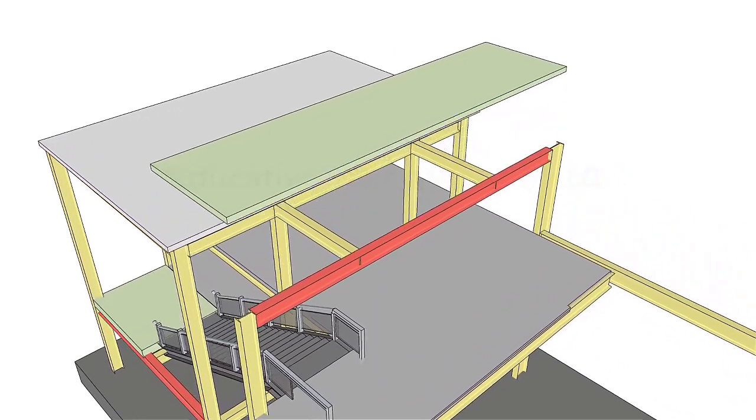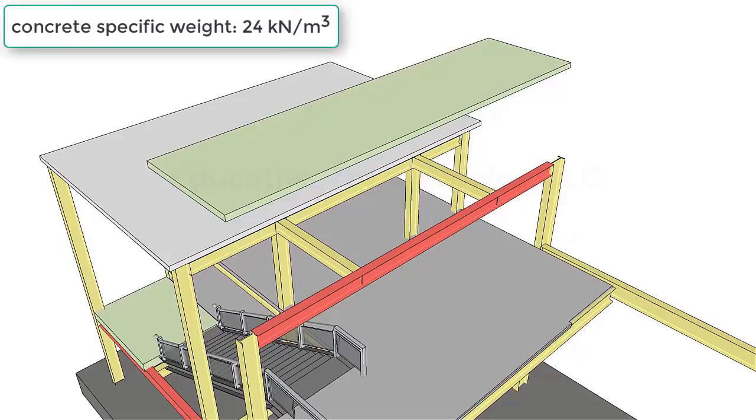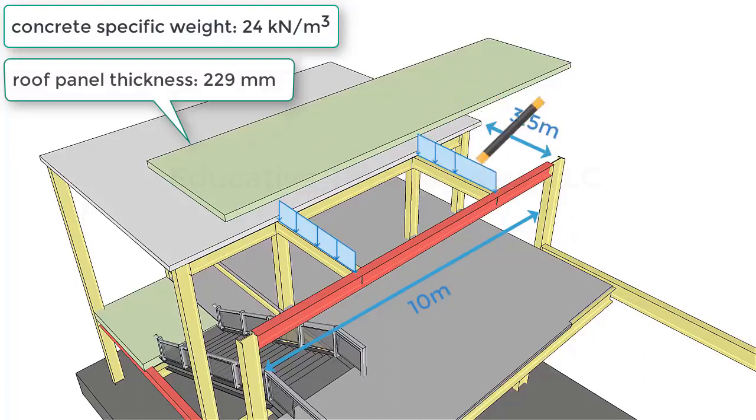Suppose the concrete roof panel, shown in green, is supported by 2 transversal beams only. This means that the weight of the panel is going to be distributed to the 2 beams. Assuming that the specific weight of concrete is 24 kilonewtons per cubic meter, the roof thickness is 229 millimeters, the length of the red beam is 10 meters, and each of the 2 transversal beams has a length of 3.5 meters, then the uniformly distributed load on each beam is going to have a magnitude of 27.48 kilonewtons per meter.